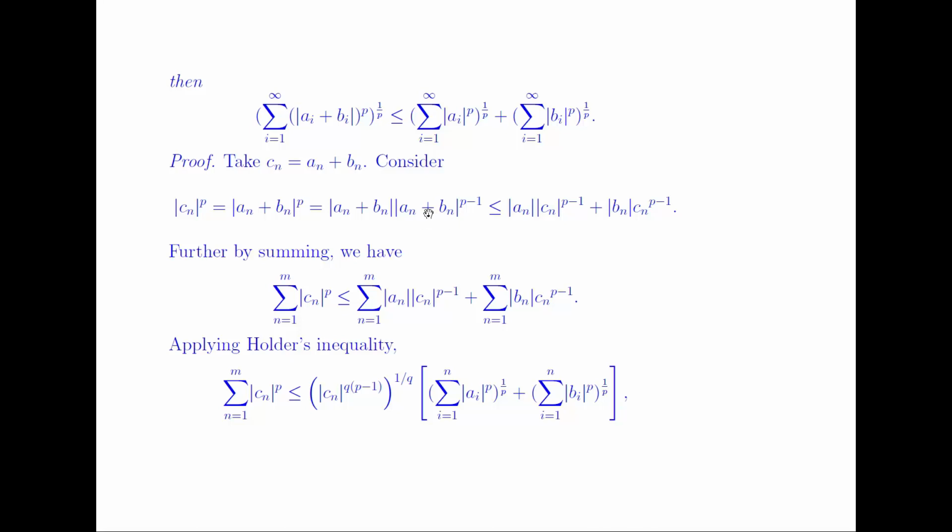And we know that using the triangle inequality, this is less than or equal to |a_n| plus |b_n|. So this can be written as less than or equal to |a_n| into this term plus |b_n| into this term. And we have already considered that this is equal to c_n, so this is |c_n|^(p-1). Taking the summation, we get the summation of |c_n|^p is less than or equal to the summation of this term plus the summation of this term.